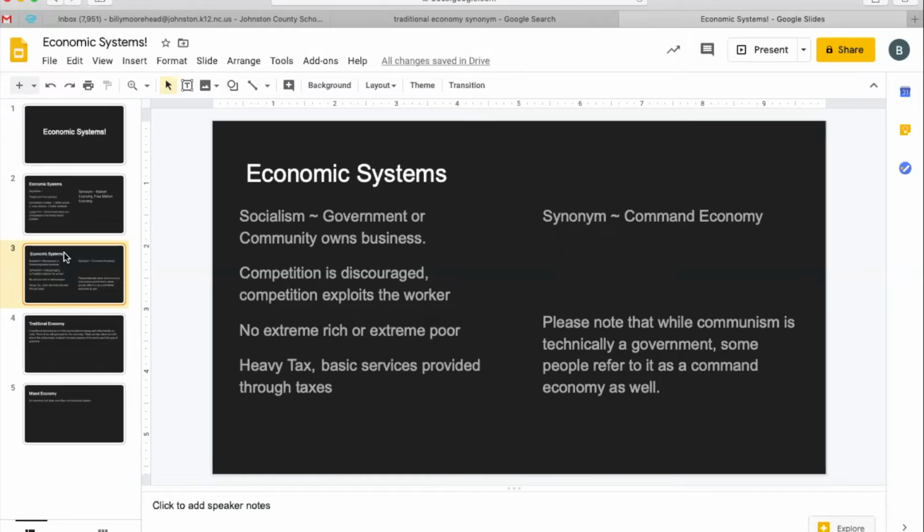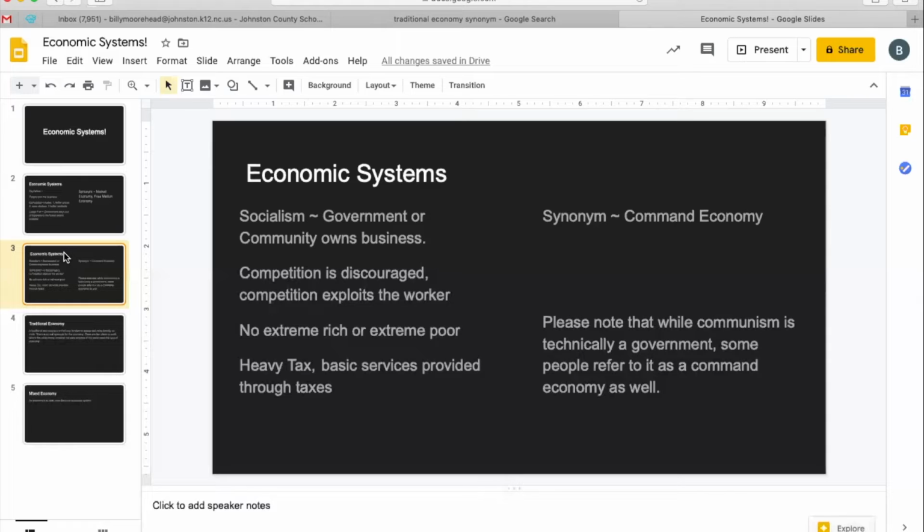In the system, you're going to have a heavy, heavy tax. You may only see a couple of dollars out of whatever you make. With this heavy tax, the money is taken and basic services are provided through the taxes. Now we have a synonym for this. This is a command economy.